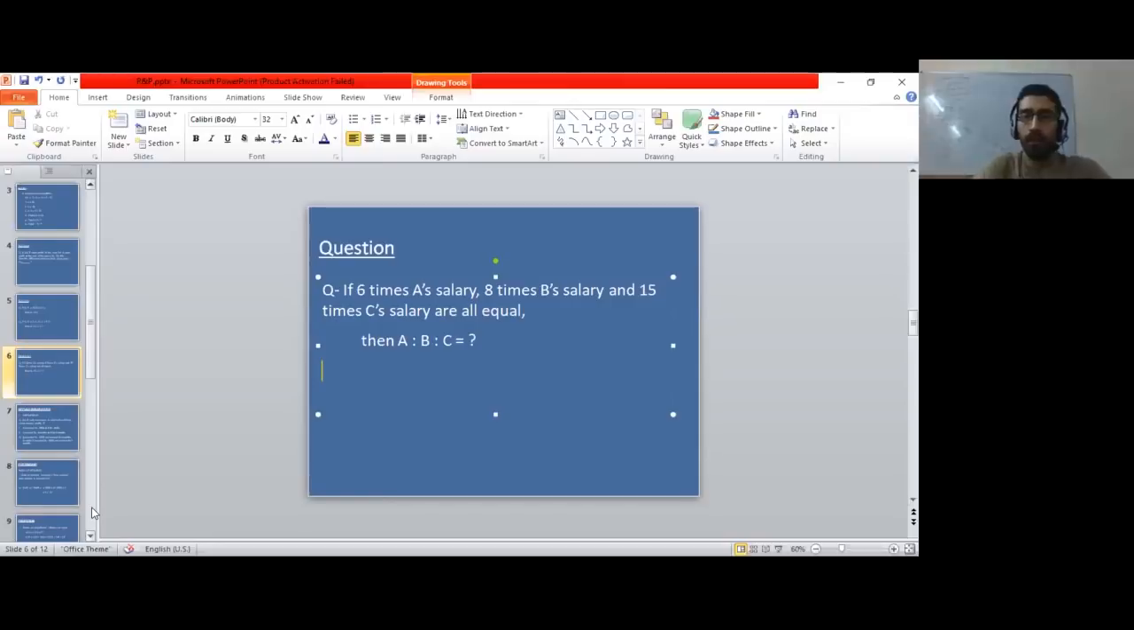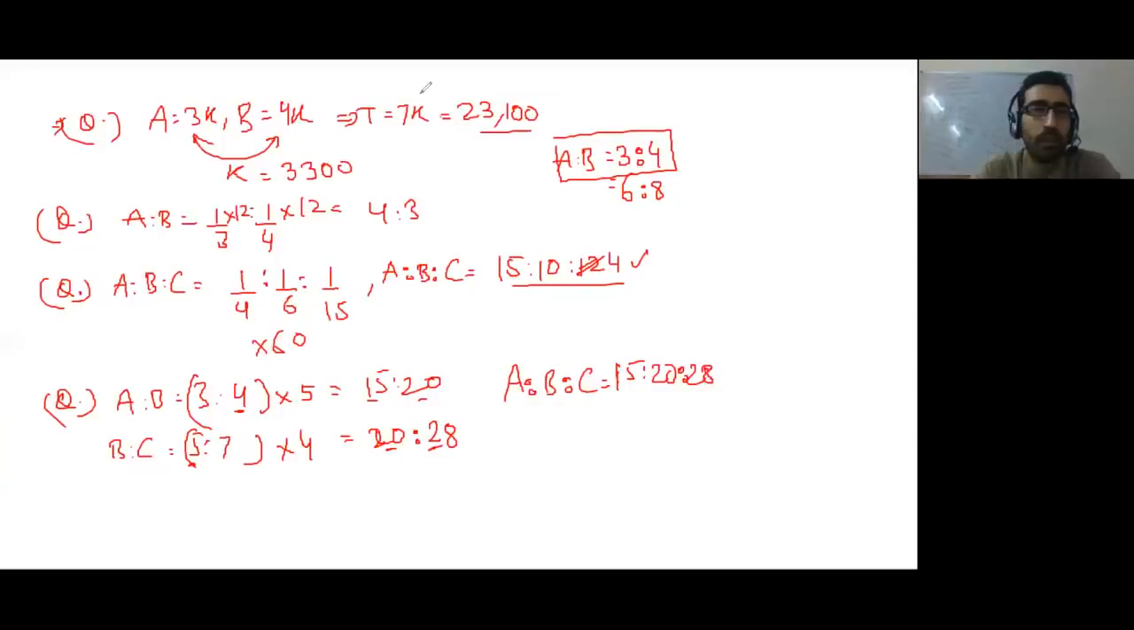For those who were saying 6 is to 8 is to 5, why this isn't 6 is to 8 is to 5, and how to approach the majority of such questions. You have been given 6 times A's salary is 8 times B's salary, and I guess it was 15 times C's salary. This is very similar to the question we just did, in which A is to B is to C was 1 by something is to 1 by something.